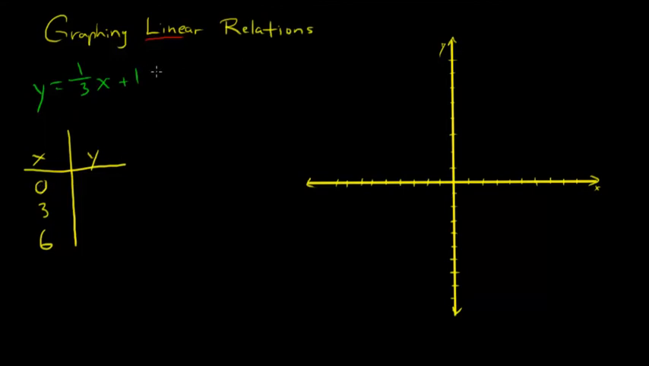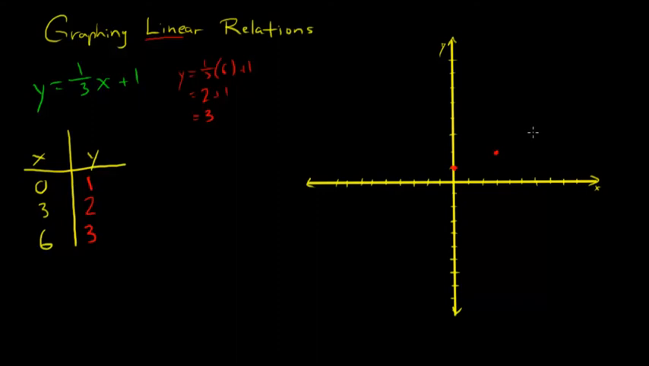So let's start with 0. Well, 1/3 times 0 plus 1 is just going to be 0 plus 1. So that's going to be 1. 1/3 times 3 is 1, plus 1 is 2. 1/3 times 6, let's write this one out, plus 1 equals 2 plus 1, which equals 3. So just like that, we have 0 and 1, 3 and 2, and 6, 3.